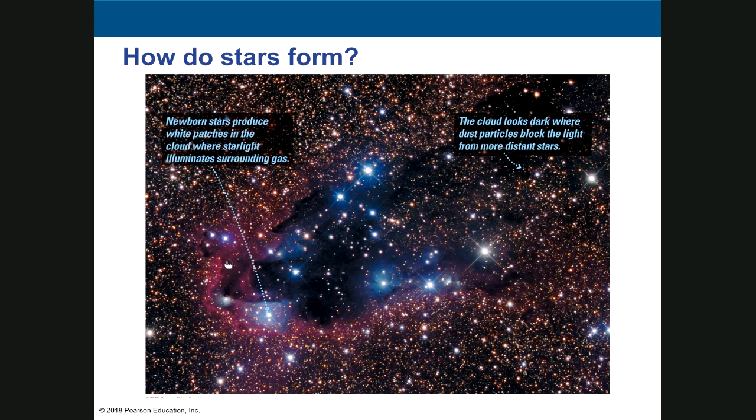And newborn stars produce white patches in the cloud where starlight illuminates surrounding gas, so we can see this sort of cloud-like structure. And the cloud looks dark where dust particles block light from more distant stars, right? So we can see the cloud, but if it's more distant, dust will filter that light out. Now a picture like this takes a lot of image processing.